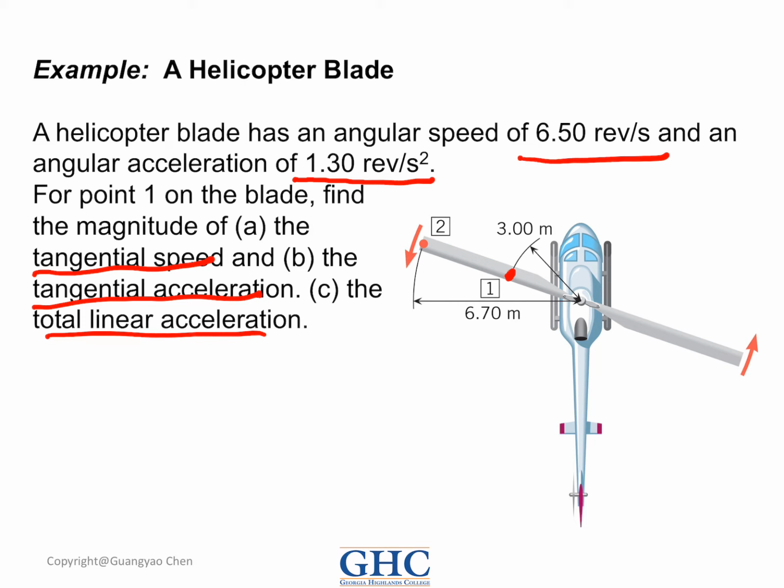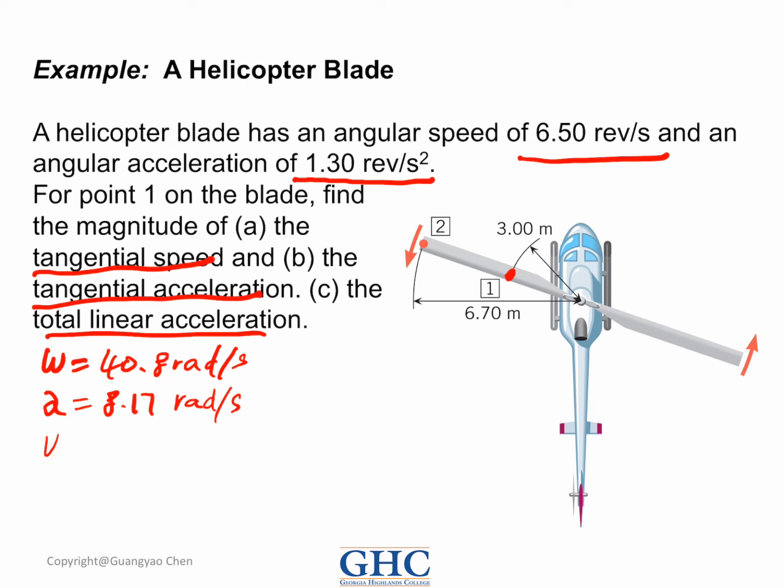So the angular velocity is 6.5 revolutions per second. If I do a unit conversion, one revolution is 2 pi radians, so I should have 40.8 radians per second. This is for angular velocity. For angular acceleration, I do a conversion, and it should give me 8.17 radians per second squared.